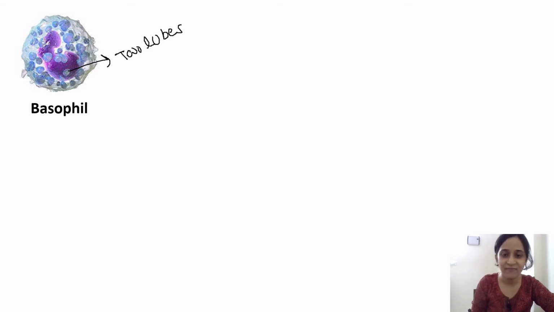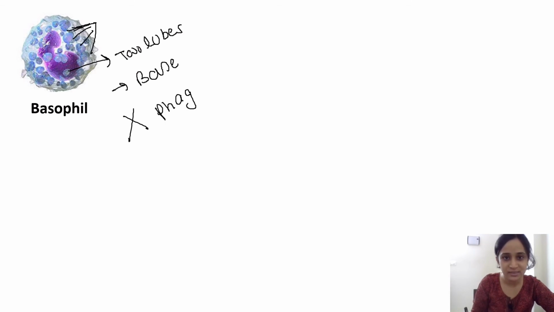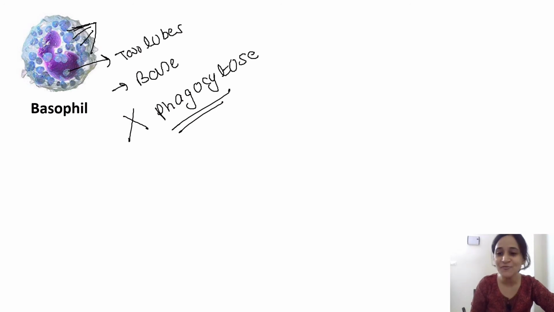And basophil has lots and lots of granules. Neutrophil and eosinophil also have granules, but basophil has numbers of granules. And these granules can be stained by base. So you can stain these granules by base. That's why the name is basophil, or feeling for base. Now basophils do not phagocytose. So they are not phagocytic cells. This is important to remember that unlike neutrophil and eosinophil, basophil cannot phagocytose. So this is the difference.